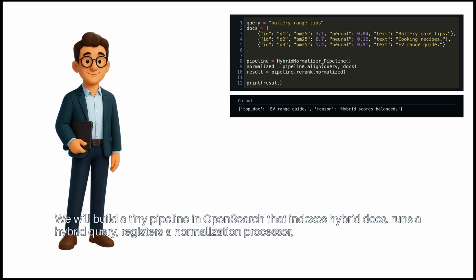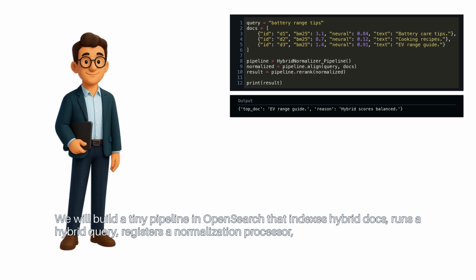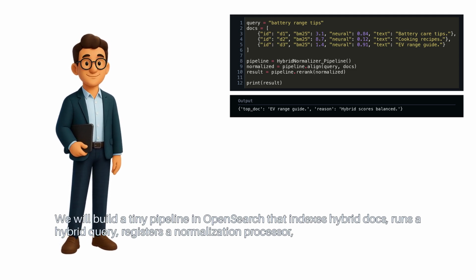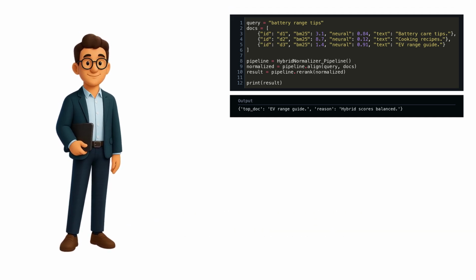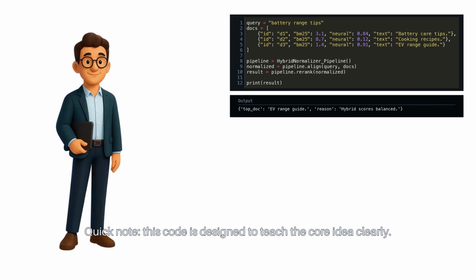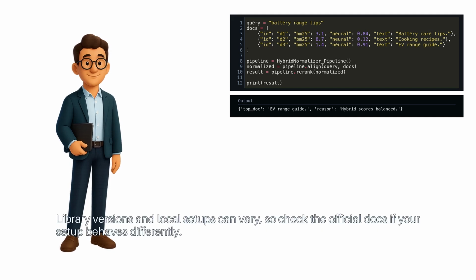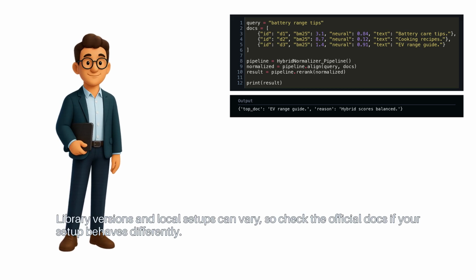We will build a tiny pipeline in OpenSearch that indexes hybrid docs, runs a hybrid query, registers a normalization processor, and then re-ranks with the normalized scores. Quick note, this code is designed to teach the core idea clearly. Library versions and local setups can vary, so check the official docs if your setup behaves differently.